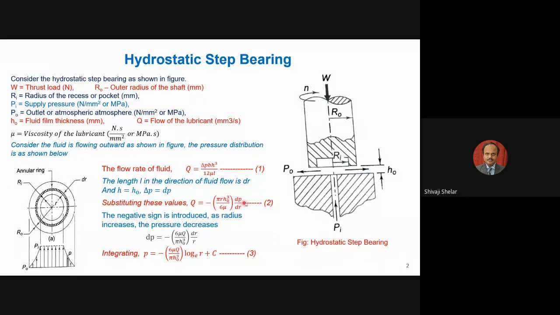Let's reorganize this term to determine dp here. So all the rest of the things will be taken to the left side here. So we get dp is equal to minus 6 mu Q upon pi h naught cube into dr by r. Now in this, if you take a particular lubricant, mu will be constant. We require a certain quantity of fluid flow, so Q will also be almost constant. H naught: we require minimum seal thickness, so H naught will be constant. So this delta P will depend upon the position where we are measuring, that is the r and dr value.